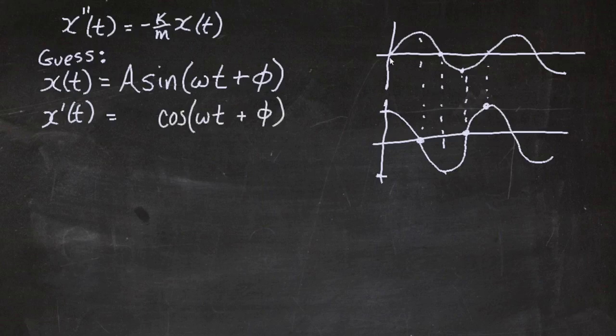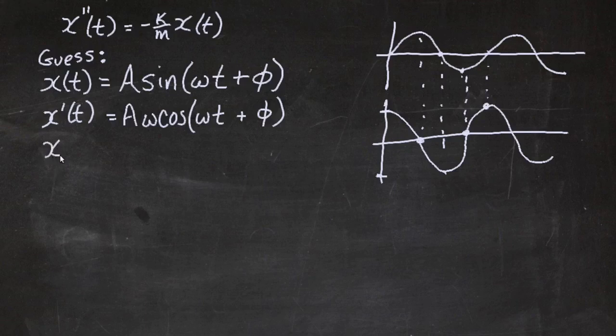However, if we had a faster oscillation, if this omega was bigger, we'd have a bigger slope. How much bigger? Omega times bigger. This is called the chain rule, that we pop out an omega each time we take a derivative. So the derivative of sine is cosine times the derivative of what's inside. We're taking a derivative with respect to time, so this is linear in time. This is a constant, so the derivative here will be omega. So we get an omega out. So we have A omega cosine of omega t plus phi.